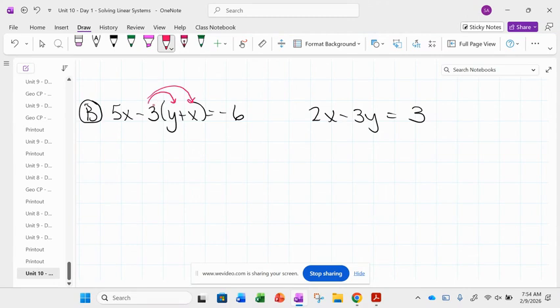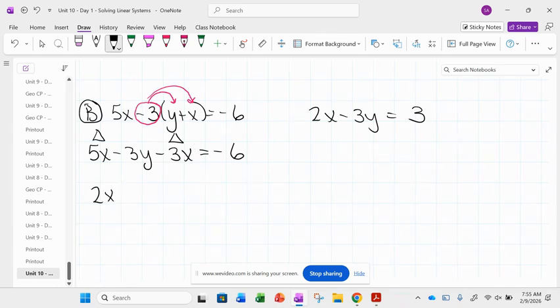But when I'm distributing, I'm not distributing a +3. What am I distributing? A -3. So we end up with 5x minus 3y minus 3x equals -6. Now I'm going to combine my like terms. So I have a 5x and a -3x. That gives me a +2x minus 3y equals -6.